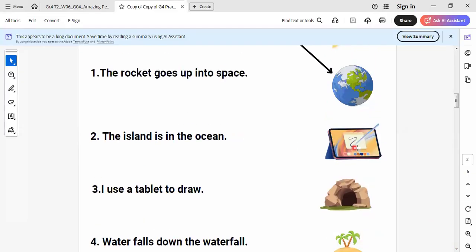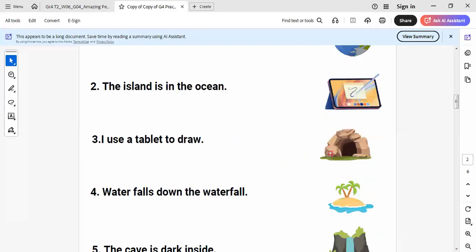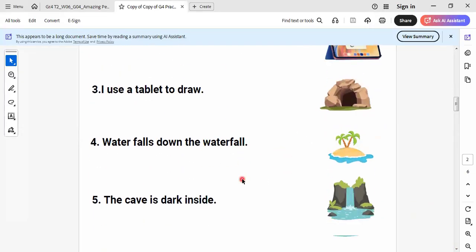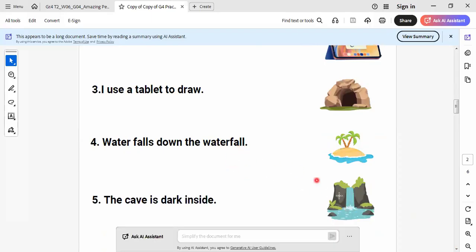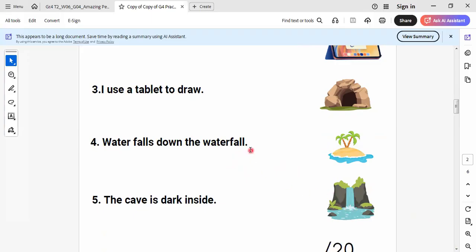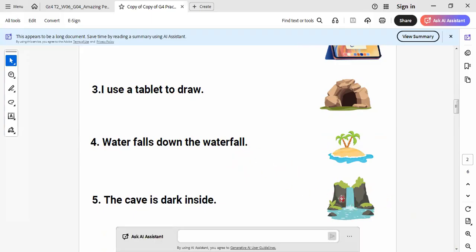I use the tablet. Which one is tablet? I use the tablet to draw. Water falls down. This is the waterfall. We also have a waterfall in Egypt, in El Fayoum. Okay, the cave is dark inside, this one.